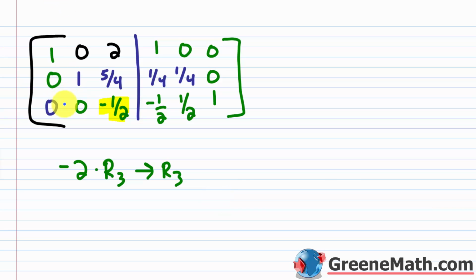We know that this and this would be unchanged because they're zeros. 0 times anything is 0. This guy would obviously be a 1. So I really only need to work on these. And I know that this one right here, this 1 would just be negative 2. So let's work on this one and this one.